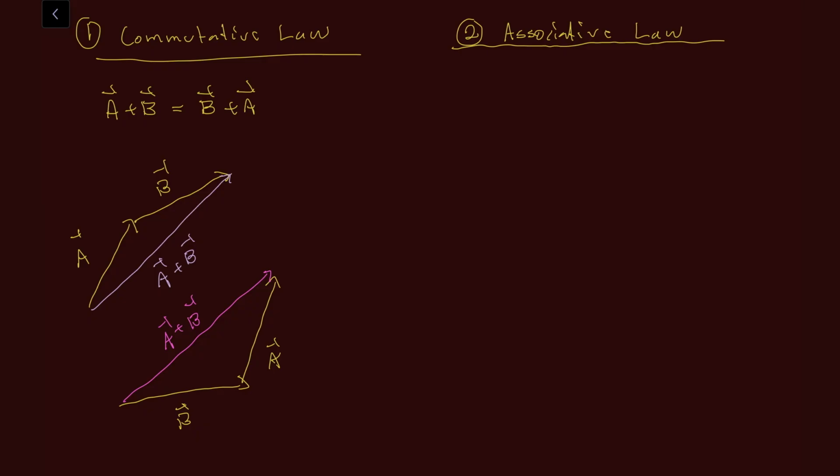So let's move on to the associative law, which pretty much is a bigger brother to the commutative law, and it states that for three vectors, A plus B plus C is equivalent to A plus B plus C, with the grouping changed. So as you can see, all we're doing is adding two vectors first and then adding the third vector. So let's go ahead and prove that geometrically again.